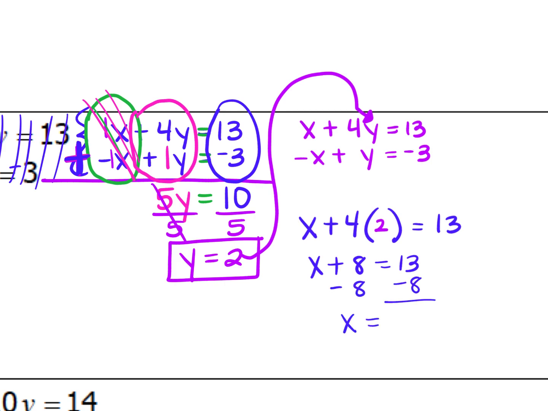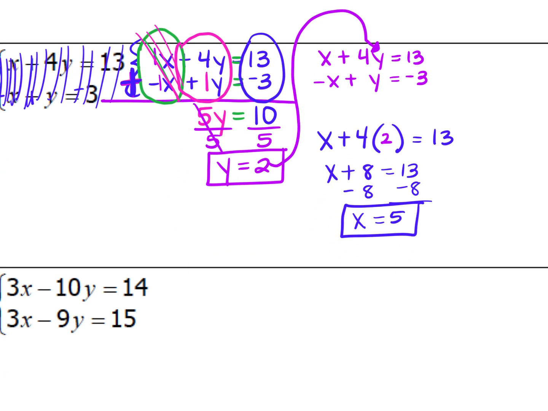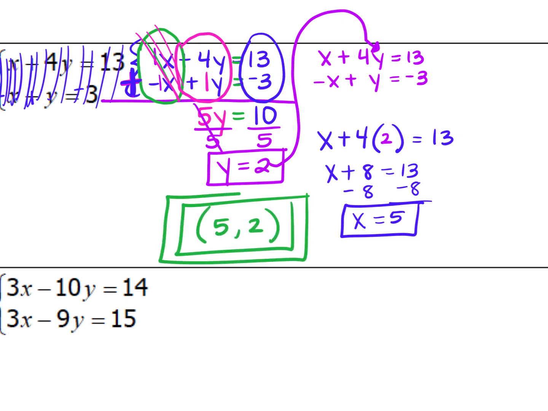So x equals, and then 13 minus 8, and you are more than welcome to plug this into a calculator at any time. 13 minus 8 is 5. So you have a y value of 2 and an x value of 5, okay? Here's what I want to see then. Your answer is the point 5, 2. Okay. So that's our first problem.